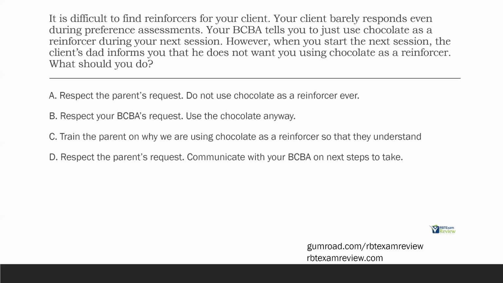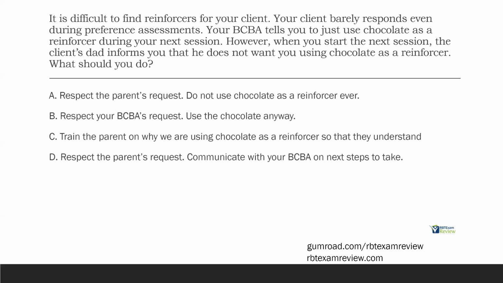It is difficult to find reinforcers for your client. Your client barely responds even during preference assessments. Your BCBA tells you to just use chocolate as a reinforcer during your next session. However, when you start the next session, the client's dad informs you that he does not want you using chocolate as a reinforcer. What should you do?